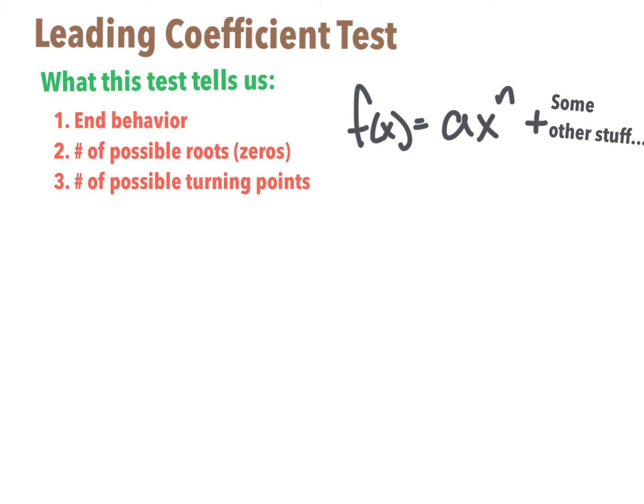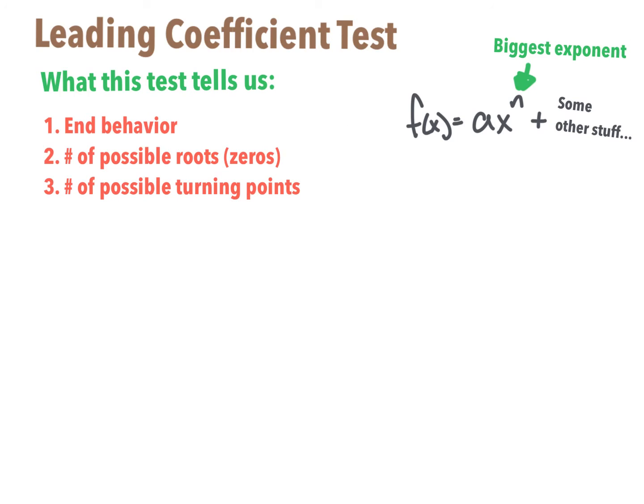Let's think that we had some polynomial, ax to the n plus some other stuff. All right, ax to the n, though, this is the one that has the biggest exponent. That's all you really have to look for, is the biggest exponent. And right off the bat, that biggest exponent is going to tell you the number of possible roots and the number of possible turning points. The number of possible roots is equal to n, and the number of possible turning points is equal to n minus 1. And if you're wondering what I mean by roots, I'm talking about zeros or x-intercepts.